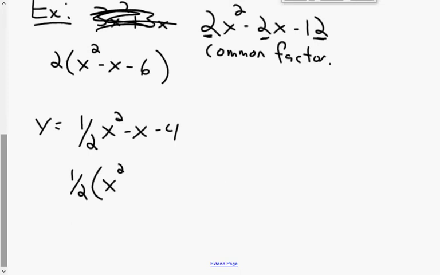Now, what's the actual rule for dividing by a fraction? You flip and multiply, right? So basically, all you do is you just times everything by 2. Does that make sense? So what's -1 times 2? -2x. -4 times 2? -8.